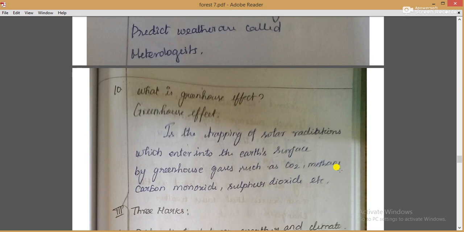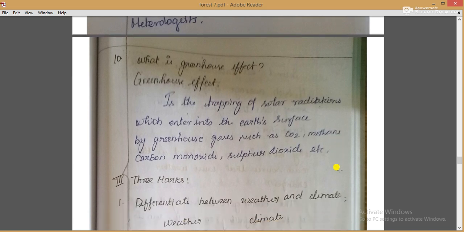Then what is the greenhouse effect? The greenhouse effect is the trapping of solar radiations which enter into the earth's surface by greenhouse gases such as CO2, methane, carbon monoxide and sulfur dioxide, etc. That is greenhouse gases.